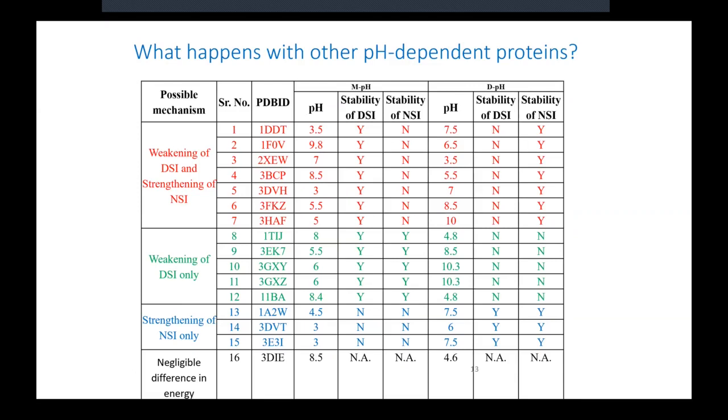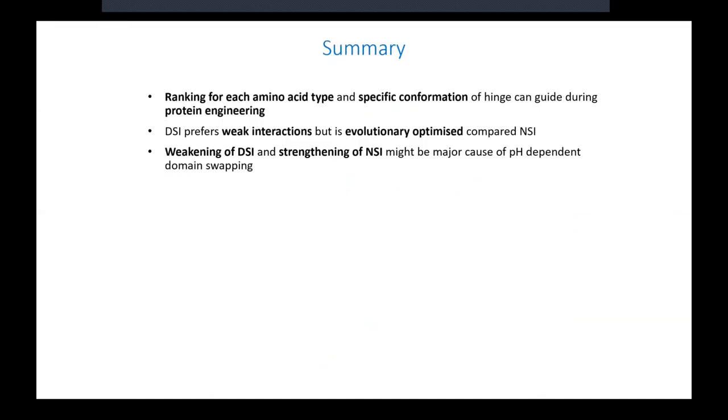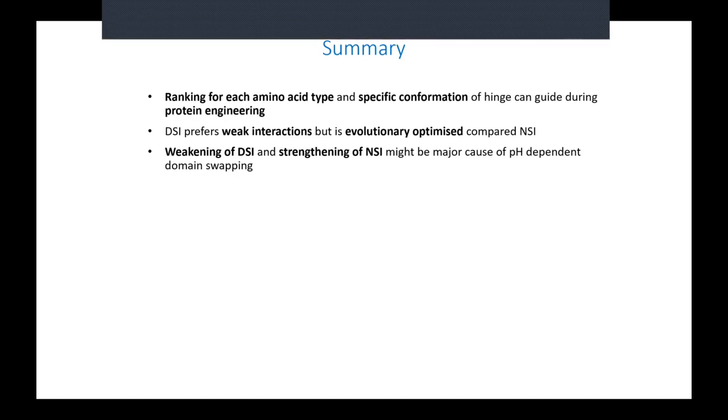Similarly, we observed several other domain swapped proteins and we found weakening of DSI and strengthening of NSI were one of the major reasons for pH dependent domain swapping. To summarize this talk, the strain in hinge region, weakening of DSI and strengthening of NSI are major forces for domain swapping process.